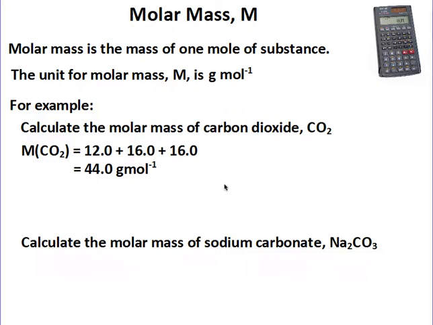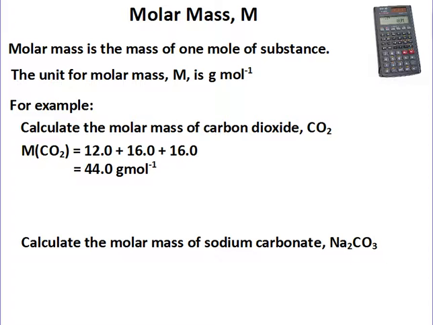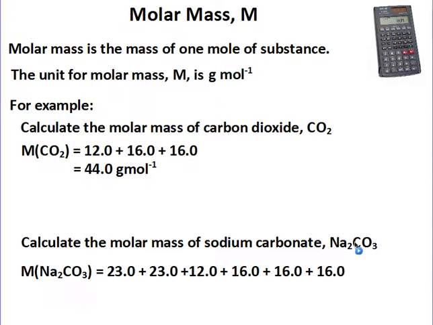Let's have a look at another example. Molar mass of sodium carbonate. Now we've already looked up carbon to have an average mass of 12 and oxygen 16. But what's sodium? Let's go back to the periodic table and have a look at sodium's average mass. We've got 22.989. We can round that to 23. Normally you'd be given a periodic table that already had values rounded. So you would just use the numbers on the periodic table, but today we're using this periodic table.